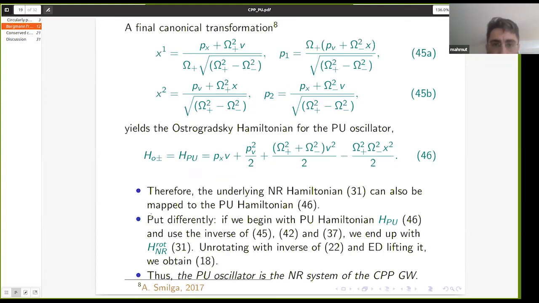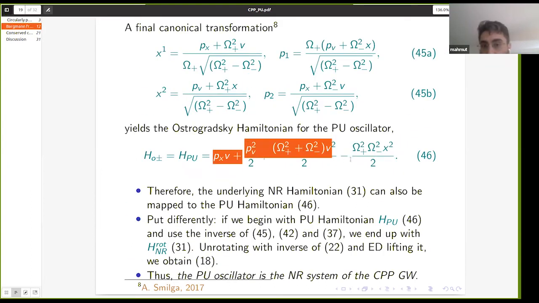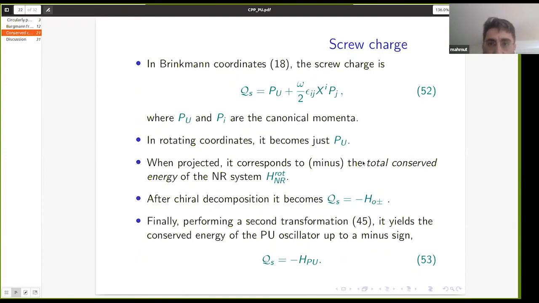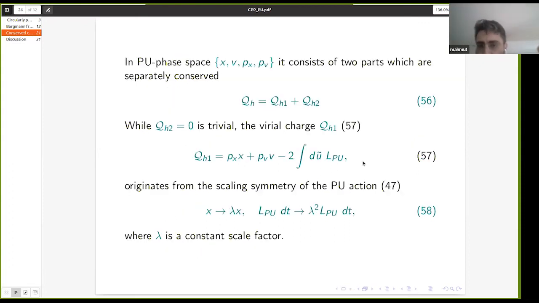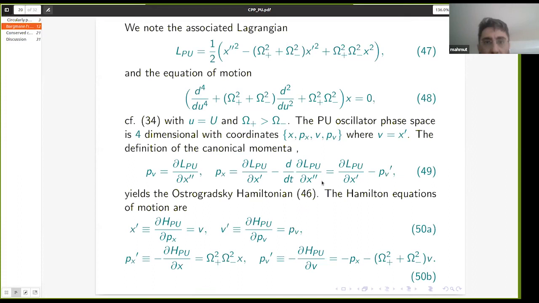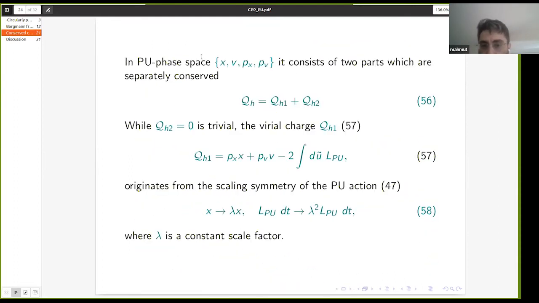So your screw charge gives you the Pais-Uhlenbeck Hamiltonian. So this is conserved. Now, the homothetic charge is a different story. I will just skip it. It actually gives you the virial theorem for this Pais-Uhlenbeck system, because as you see, if you rescale this Pais-Uhlenbeck Lagrangian, x goes to x plus lambda x, the Lagrangian will just be scaled, and the Hamiltonian will be 2. Therefore, you will have an integral charge here in terms of the phase space variables. It gives you that. Not important maybe.